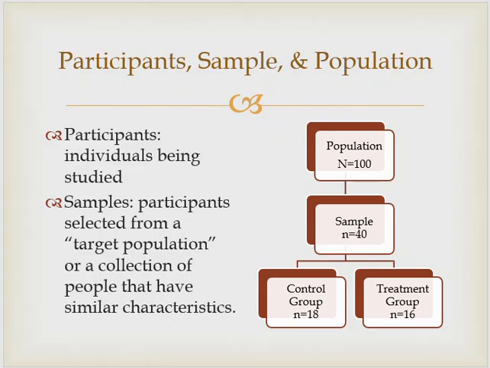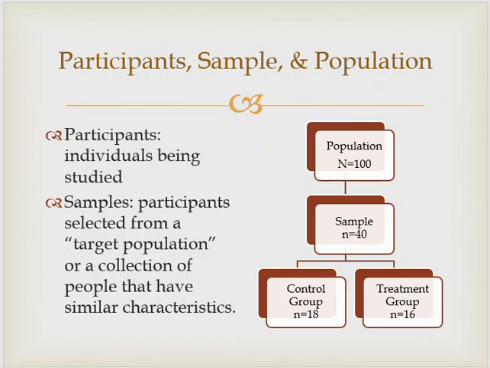The terms participants, sample, and population are often thrown around and can appear to be synonymous. However, they have vastly different meanings in research. Working backwards, the participants are the individuals who have agreed to take part in your study. The sample includes those individuals who you selected to ask to be in your study from the target population.